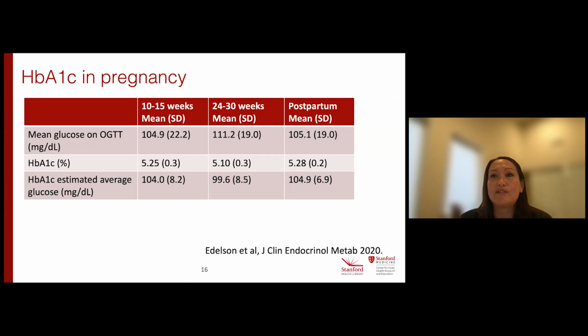And then the last time was in the postpartum period. And what they found was if you got a hemoglobin A1C with the glucose tolerance test in the first trimester, it correlated pretty well with the hemoglobin A1C estimated average glucose. But when you get to the late second trimester, early third trimester, you see that the hemoglobin A1C underestimated the mean glucose. So the mean glucose was 111.2, but the hemoglobin A1C estimated average was 99.6.